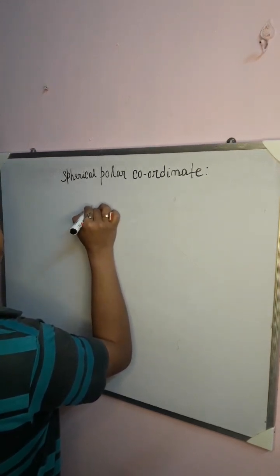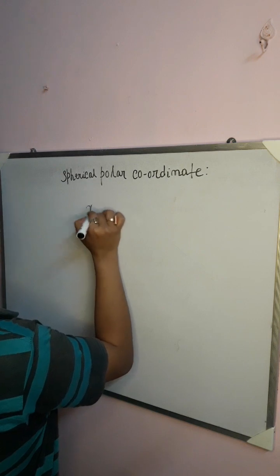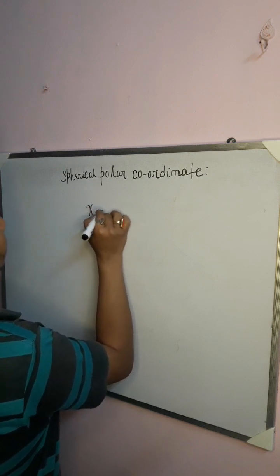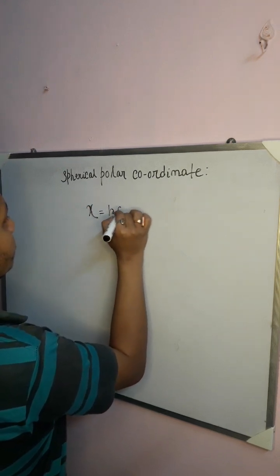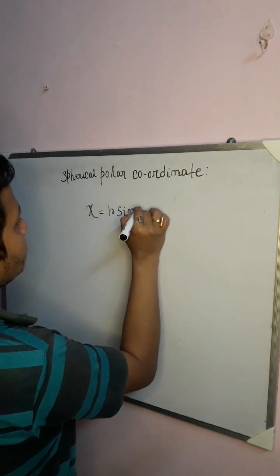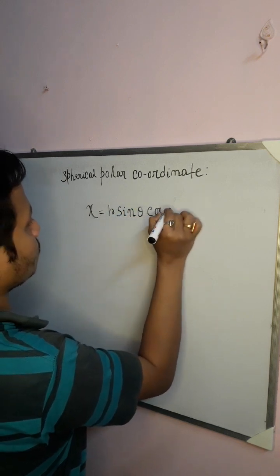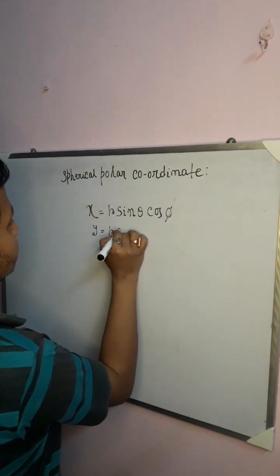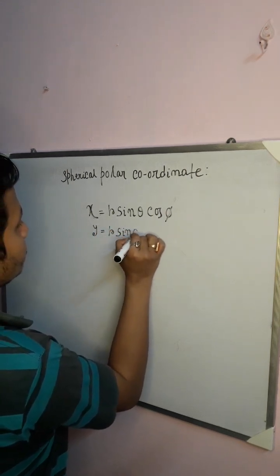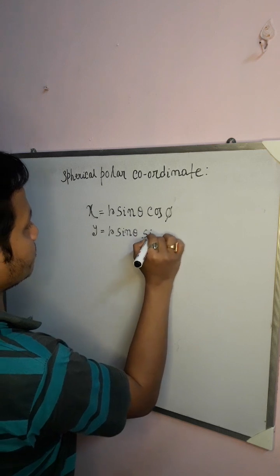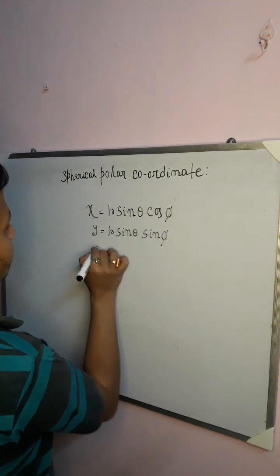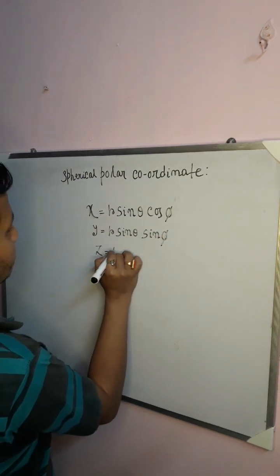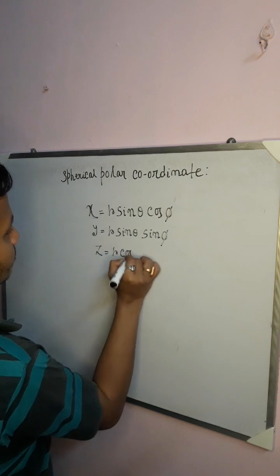So what we can write: x is r sin theta cos phi, y is r sin theta sin phi, and z is r cos theta.